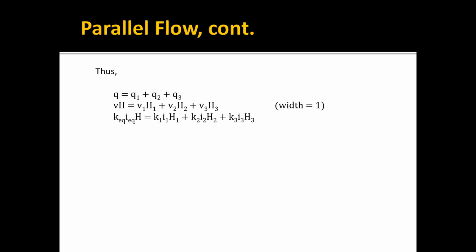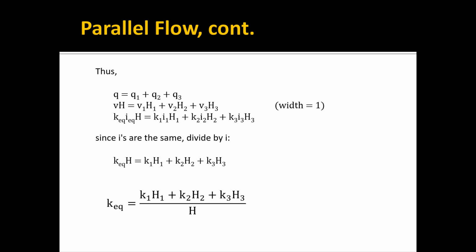Now, we've also established that the I's are the same. So I_eq equals I1 equals I2 equals I3. So we can just replace them with I and then divide by I and essentially get rid of the I terms. And so now we have K equivalent times the entire thickness H is equal to K1H1 plus K2H2 plus K3H3. Now if we simply divide both sides by H, we have our solution.